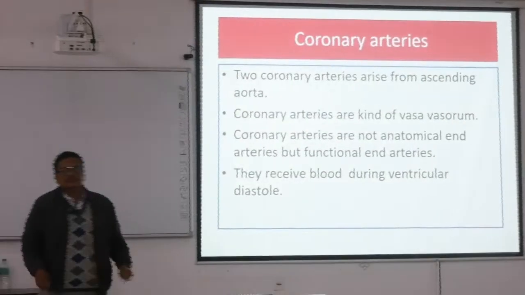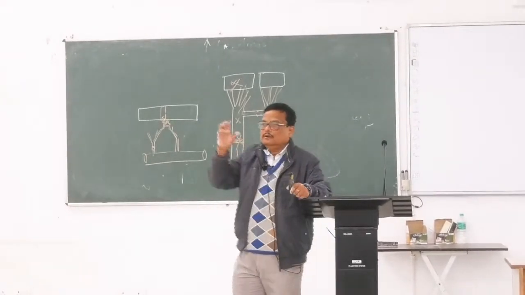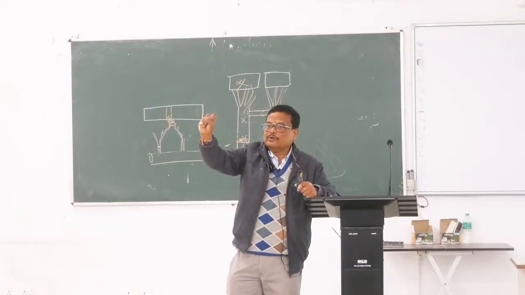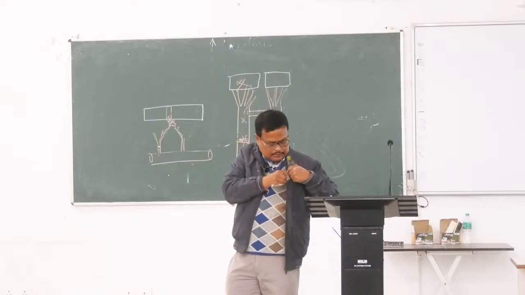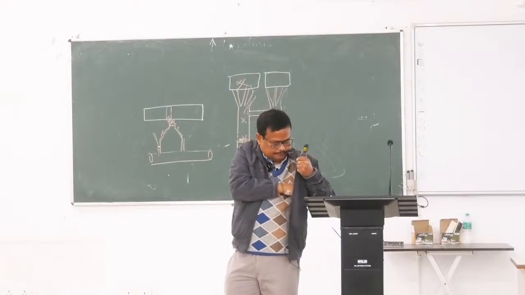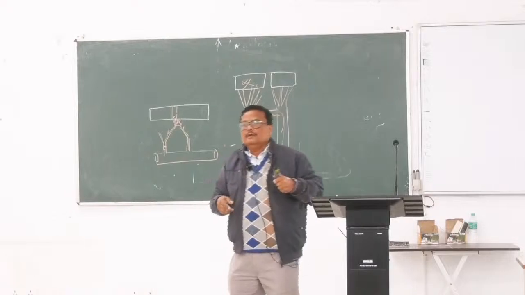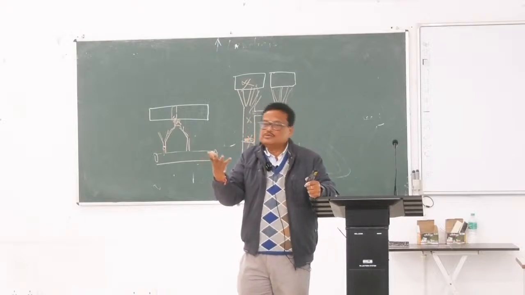Another important, interesting thing is that all our tissue gets blood during systole. When the heart contracts, blood goes out, and it occurs in systole. But the heart gets its blood in diastole. Did you understand? Remember this.